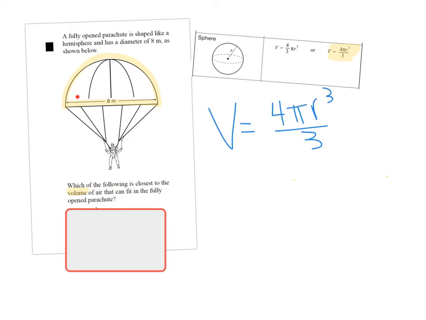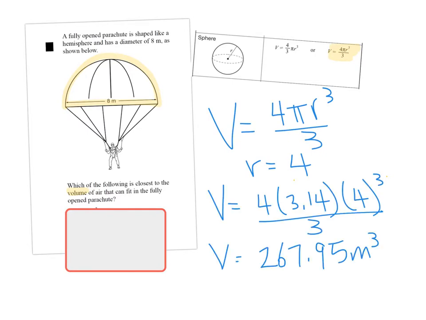Okay, so looking at the diameter, we know it's 8, so the radius then is equal to 4. This formula that we've been given here is a formula for an entire sphere, the whole thing, and you'll notice that we only have half. So once we find the volume of the whole sphere, we're going to have to find the volume of the half, so we'll divide by 2.